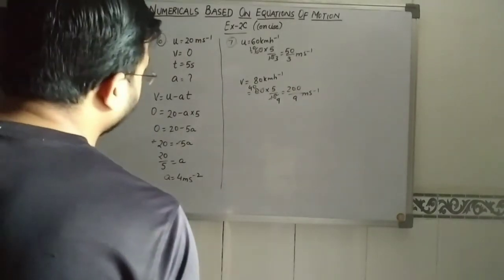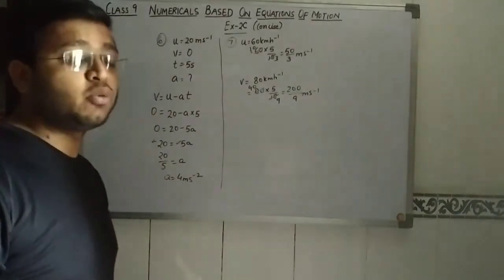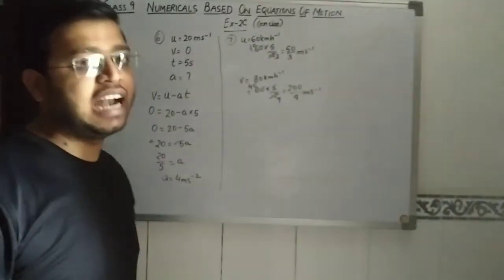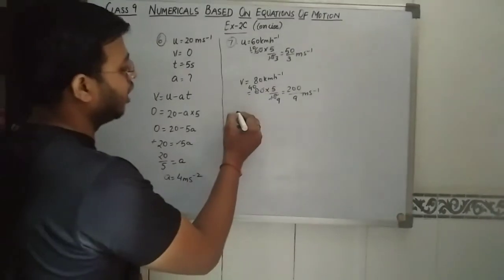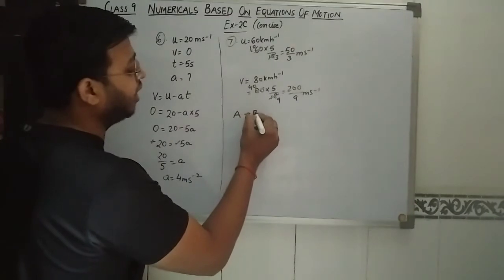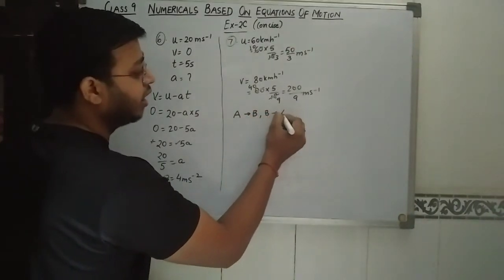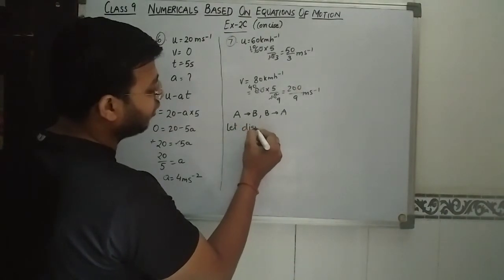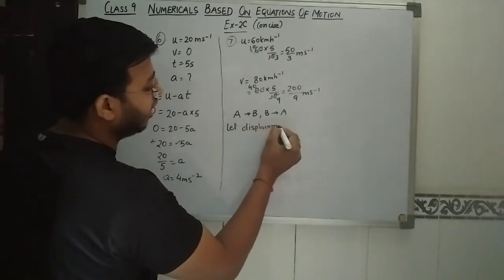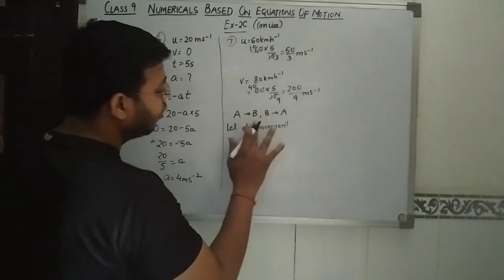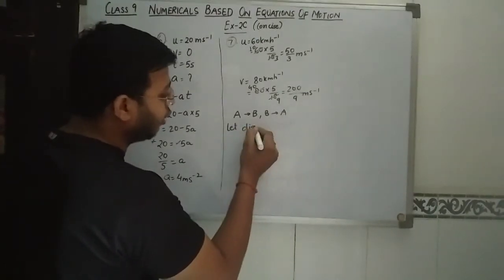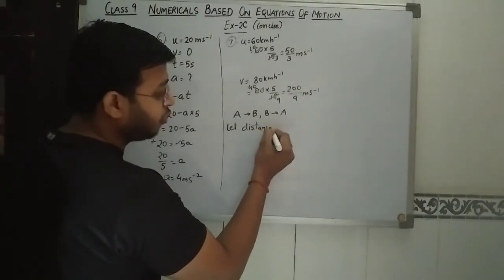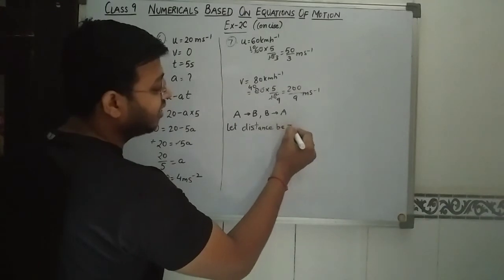So this question is not related to equation of motion. This question is related to average speed and average velocity. So the train is moving from A to B station and then B to A. So let the displacement between A and B be... First we talk about distance because we are going to find the uniform speed. Let distance be x.